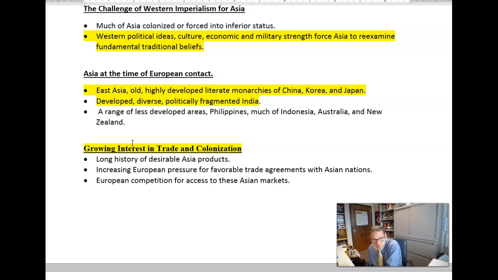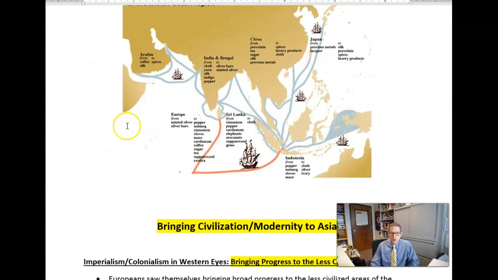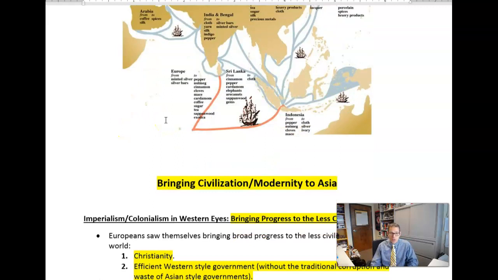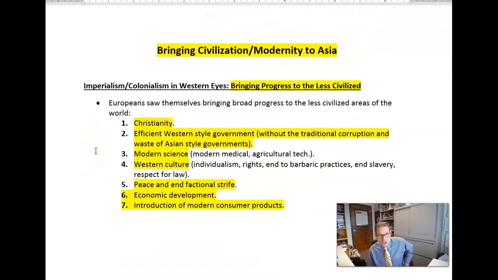I think we're gonna move quickly through that. You guys are familiar with the spice trade, and I just mentioned that to give you a little bit of background to what's coming up. So, bringing civilization, modernity to Asia. When the Europeans arrive in Asia, they progressively introduce Western concepts across a broad range.